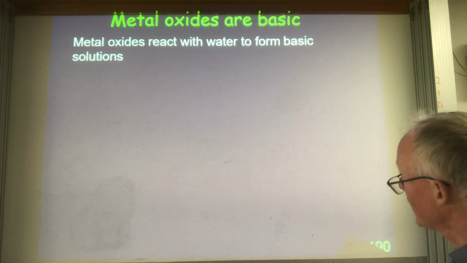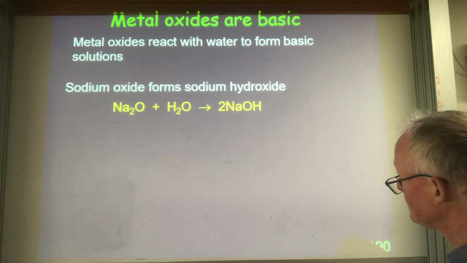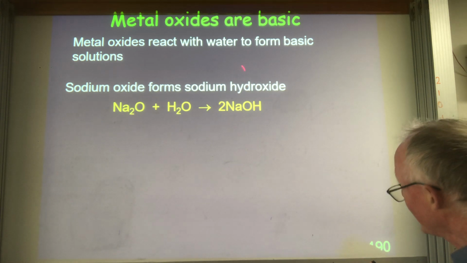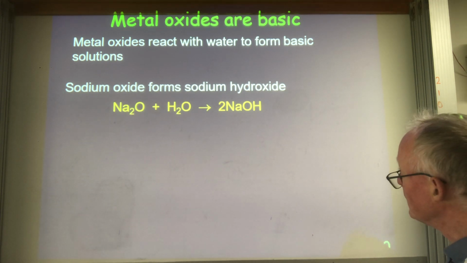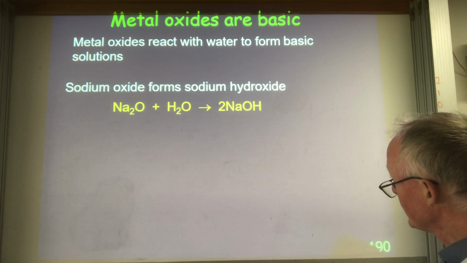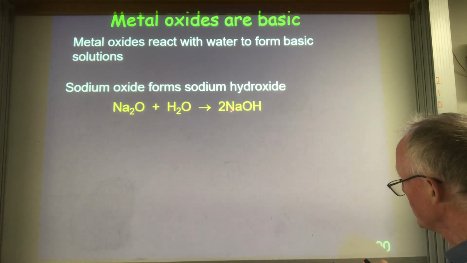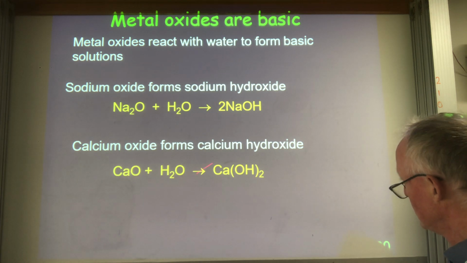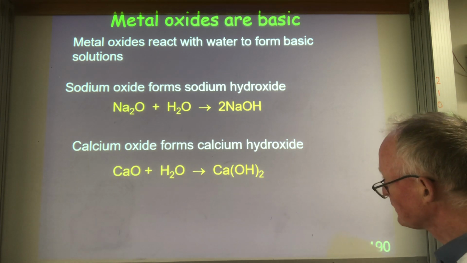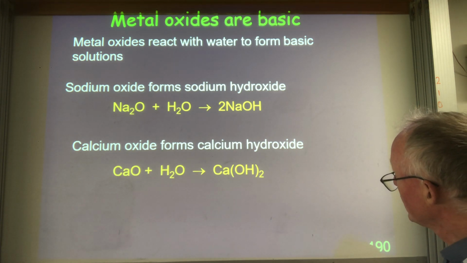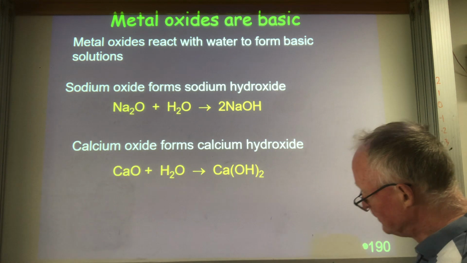Metal oxides, on the other hand, are basic. Metal oxides are insoluble, so they need to react with water before you get any basic solutions. So sodium oxide reacts with water to form sodium hydroxide. Calcium oxide forms calcium hydroxide. So metal oxides are basic.